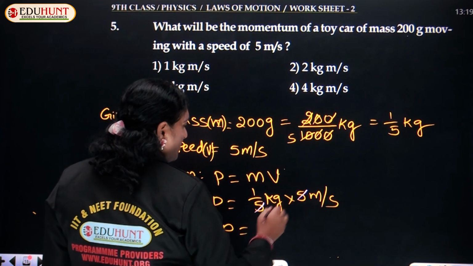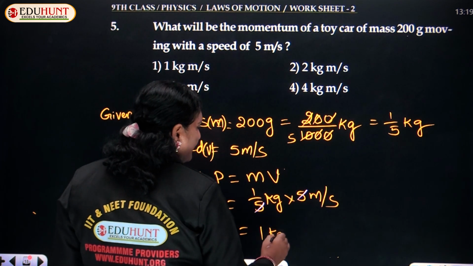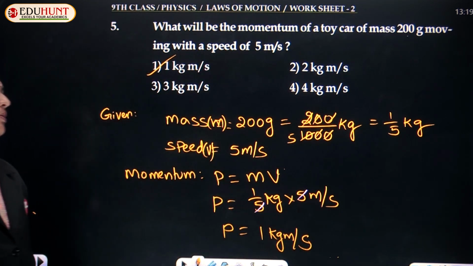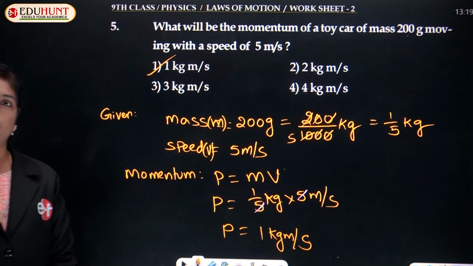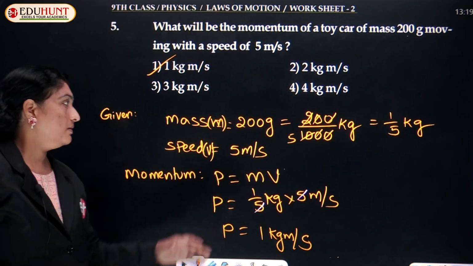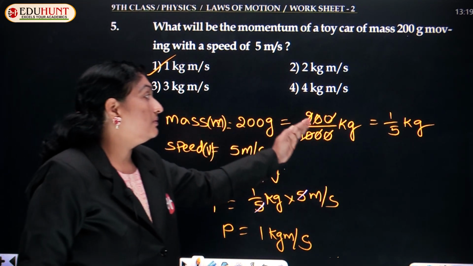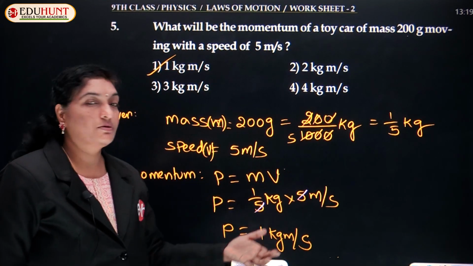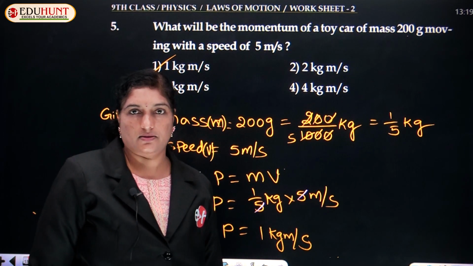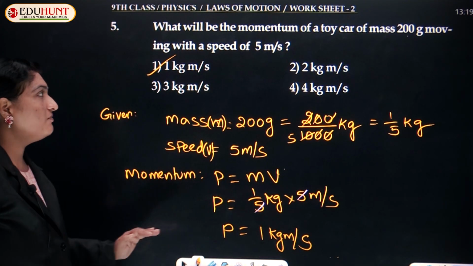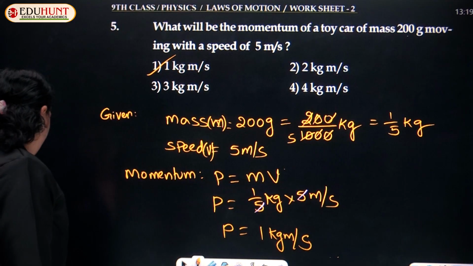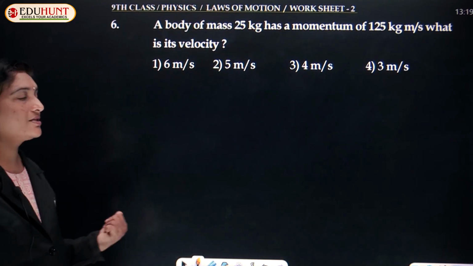Therefore, the momentum of the body is 1 kg meter per second, and hence option 1 must be true. So don't forget to convert it into the SI system. If you directly take 200 grams, you may not get the proper result. So first of all, convert into proper standard units and then simplify accordingly. Now let us move to the next question, children.